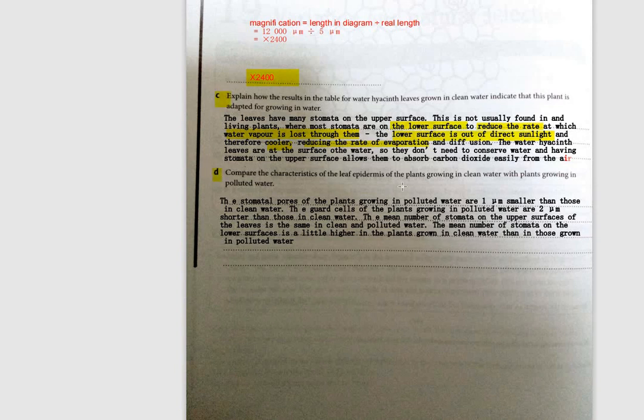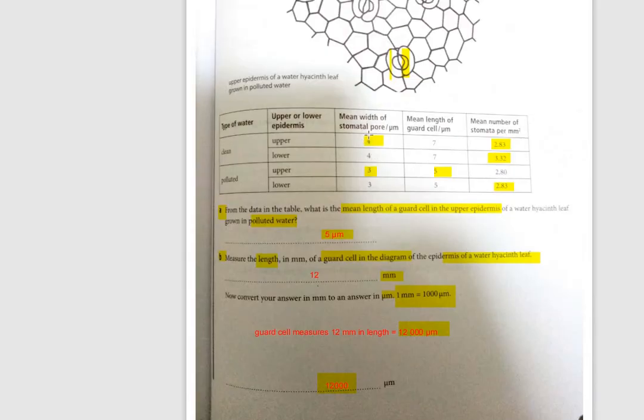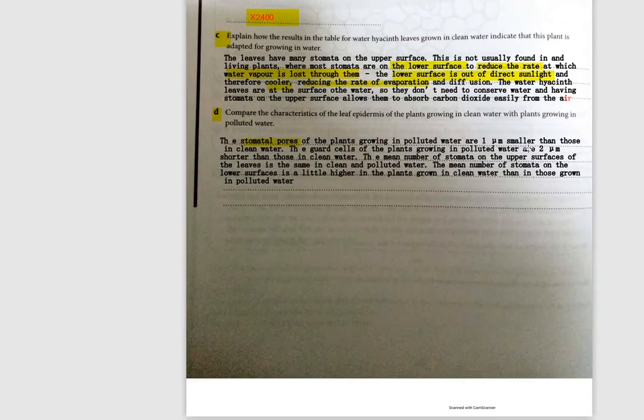Compare the characteristics of the leaf epidermis of the plants growing in clean water with plants growing in polluted water. The stomatal pores of the plants growing in polluted water are 1 micrometer smaller than those in clean water. So now they're emphasizing the stomatal pores. This is a stomatal pore, 1 micrometer difference. Clean water is 1 micrometer higher, polluted water 1 micrometer lower, right?